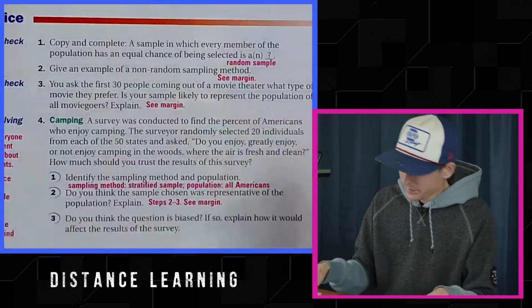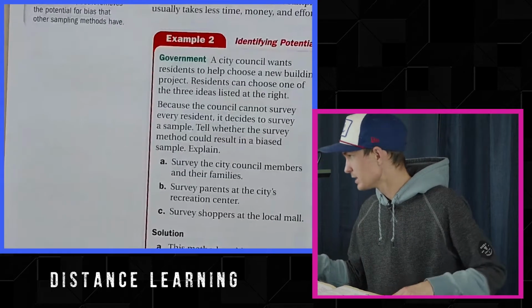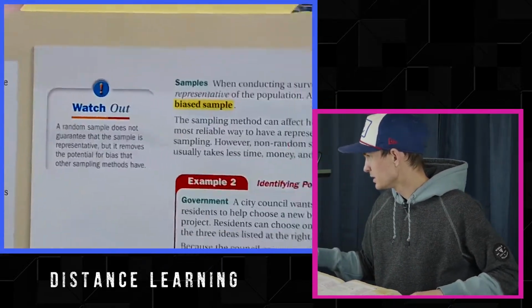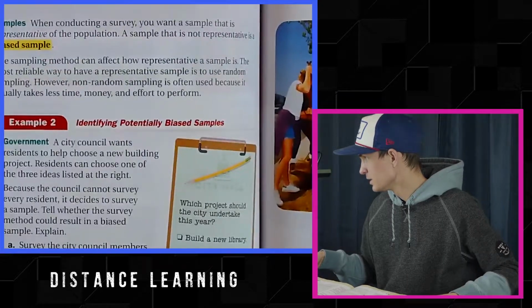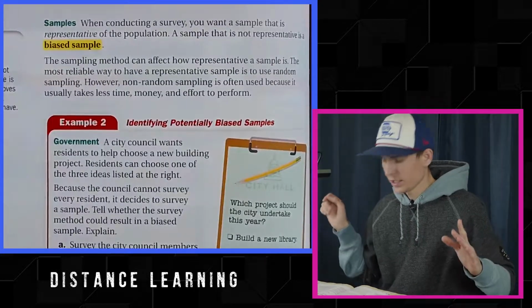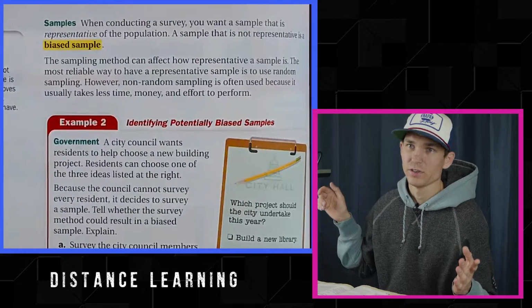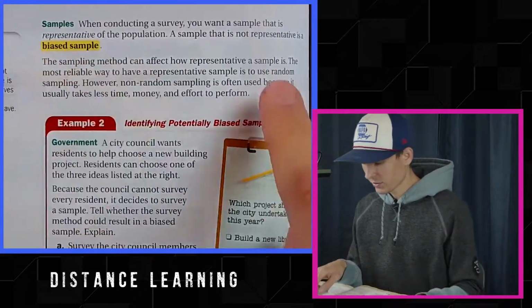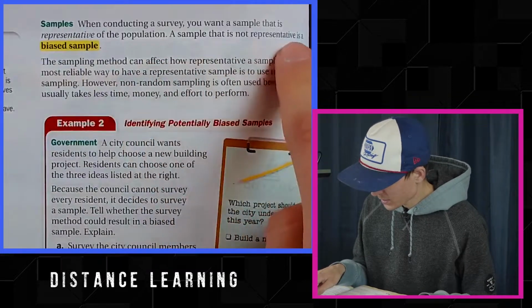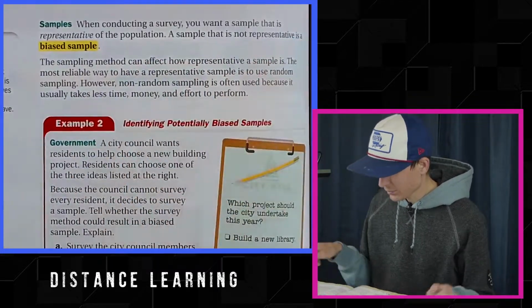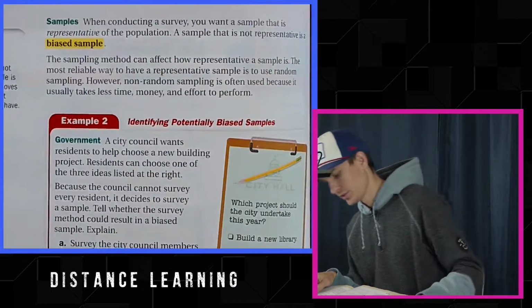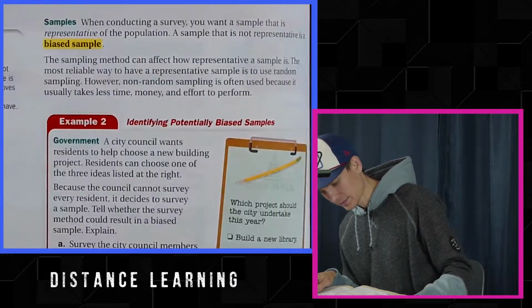Flipping the page. All right. This is probably my favorite part, and this is where I have a beef with some people. When people make surveys or something, I'm like, that's a very biased question. When conducting a survey, you want a sample that is representative of the population. A sample that is not representative is a biased sample. You want unbiased. However, most things are biased. So be careful of who they ask.